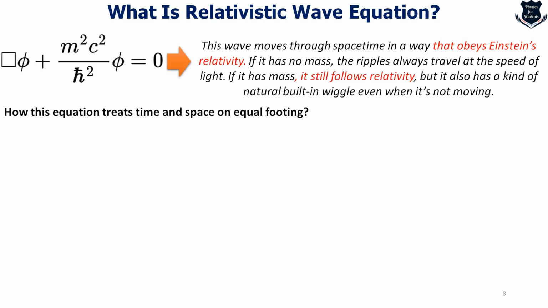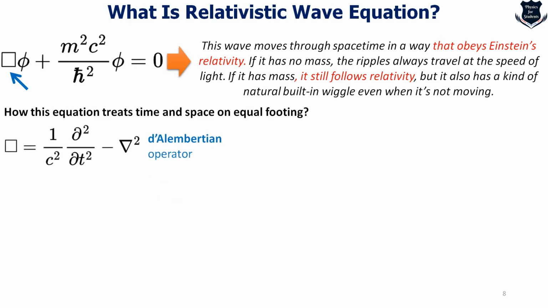Now, how does this equation treat space and time on equal footing? We have to take space and time together, because otherwise it would be a classical equation. We have to take something which follows the rule of relativity. So we will take this box, which is called the D'Alembertian operator, and we can write something like this. Don't worry if you don't understand that, I will make things very clear to you.